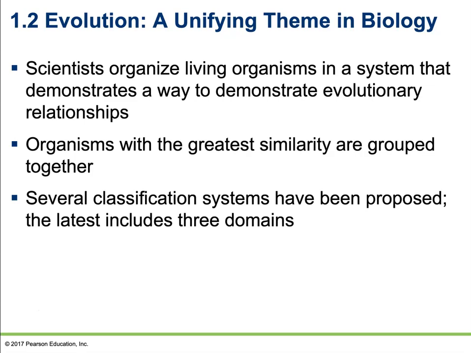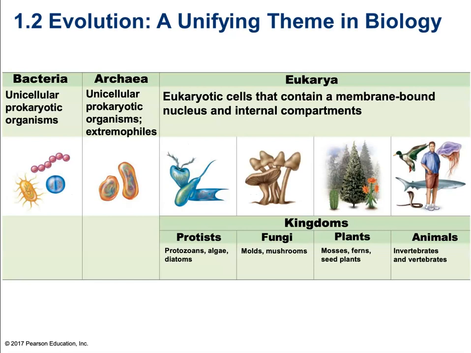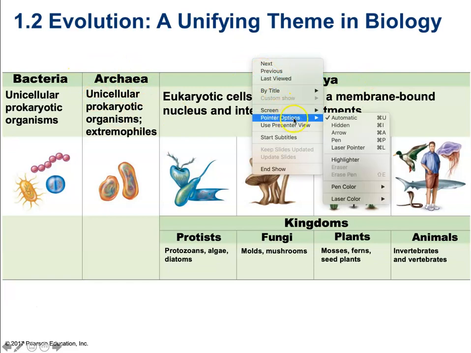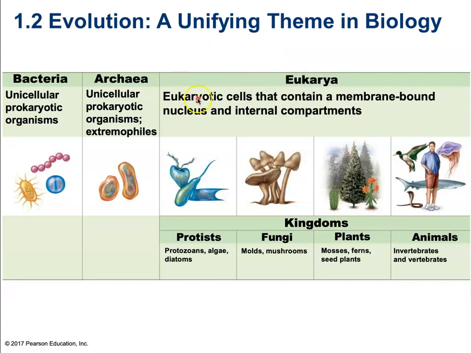And we're going to use several classification systems that have been proposed throughout time. We're going to use one classification system in particular. This classification system is going to include 3 domains. The 3 domains that we can use to break down and study all living organisms are going to be bacteria, Archaea, and Eukarya. I'm going to change my pointer quickly, to give me a laser pointer so I can help direct and point things out. So our 3 domains are bacteria, Archaea, and Eukarya.